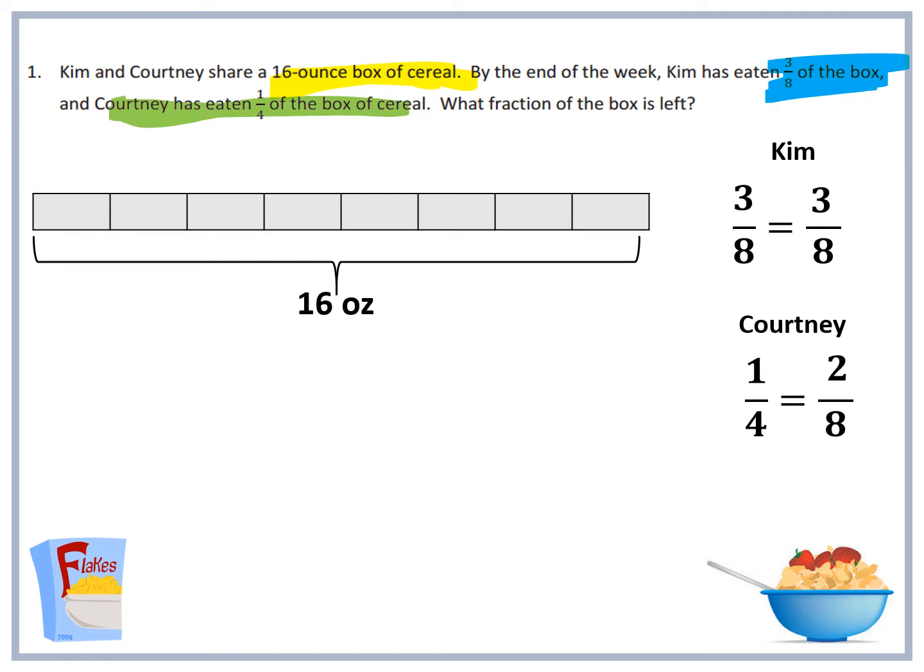My whole is the 16 ounces. And now I can label which of these units Kim ate and which of these units Courtney ate. Now Kim and Courtney have 3/8 and 2/8. So Kim has 3 of those 8 boxes, and Courtney has 2 of those 8 boxes. That's where the 3/8 and the 2/8 come into play. Now I haven't really gotten to the heart of my question yet.